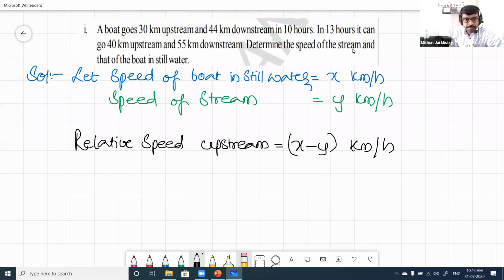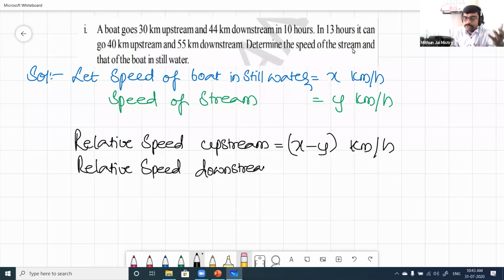Sorry, and then relative speed downstream. We will feel as if we are moving with more speed, that will be x plus y, that is the sum of the speeds. Relative speed will be the sum of the speeds, kilometer per hour.